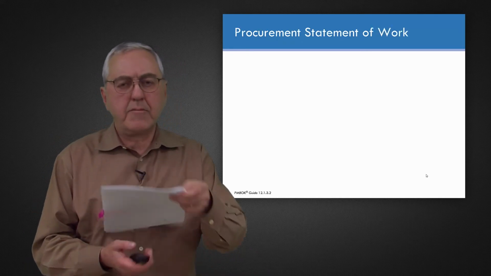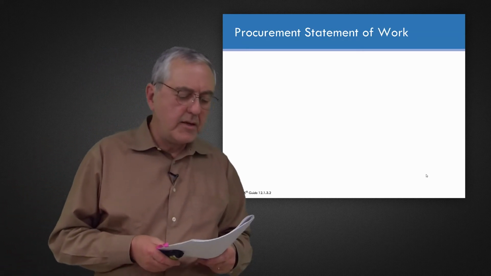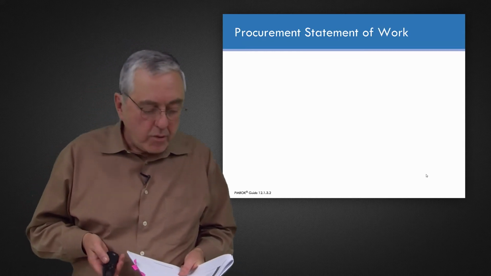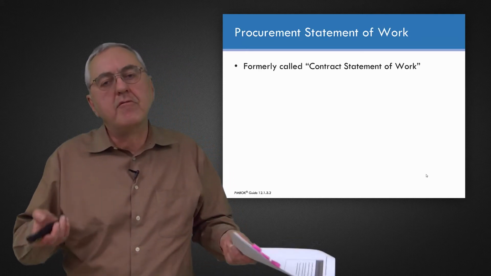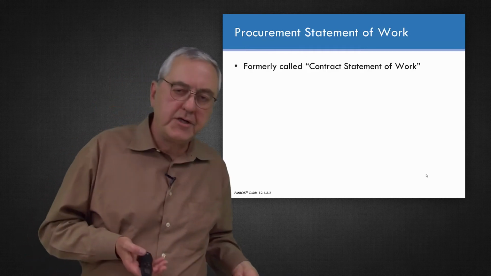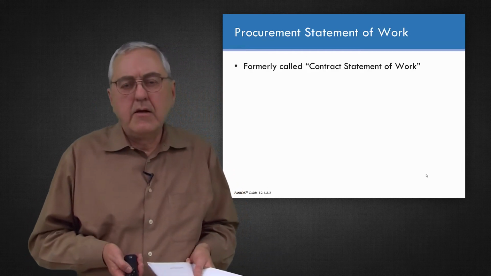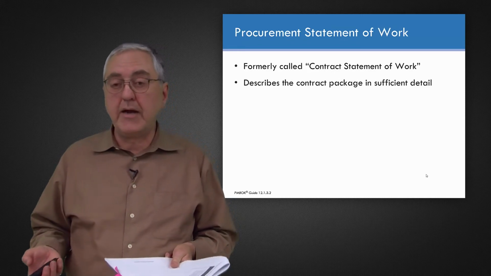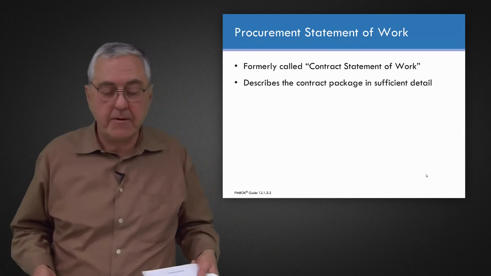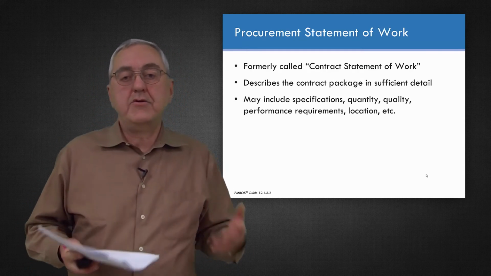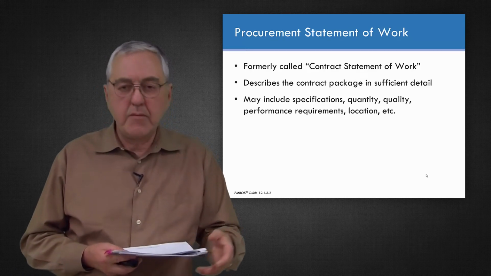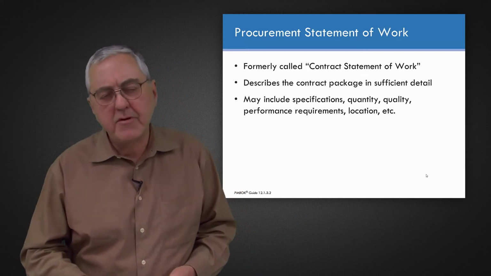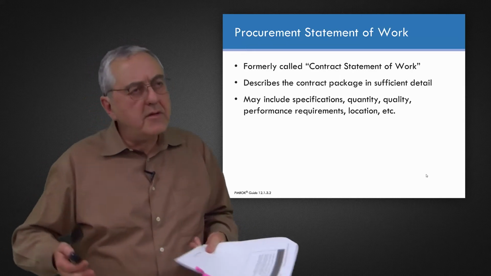So during procurement planning or planned procurement management, you're going to be developing one or more, in fact it could be dozens or even more, procurement statements of work. This was formerly called a contract statement of work, and many organizations would still call it that. And a contract statement of work is describing the contract package in enough detail that your supplier will be able to quote on it and will be able to carry out the work. So it's describing what is the work that you want the supplier to do, and what about schedule and other requirements about it.